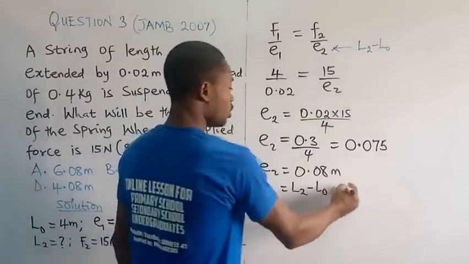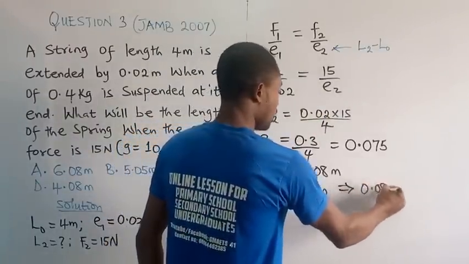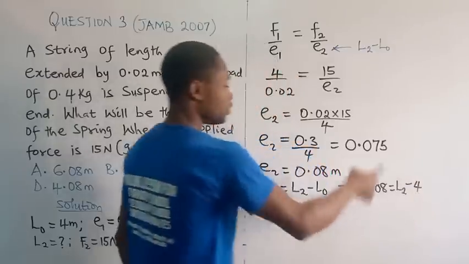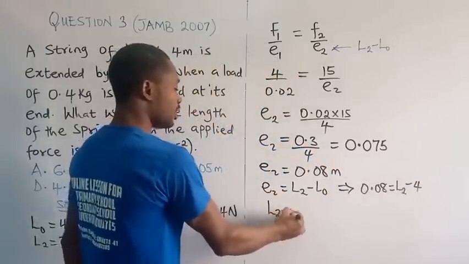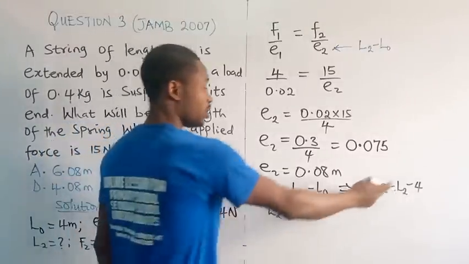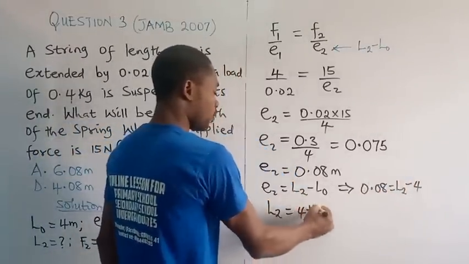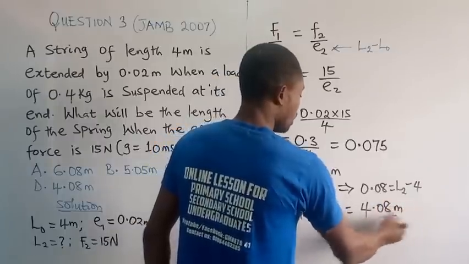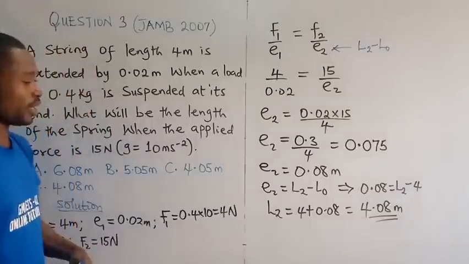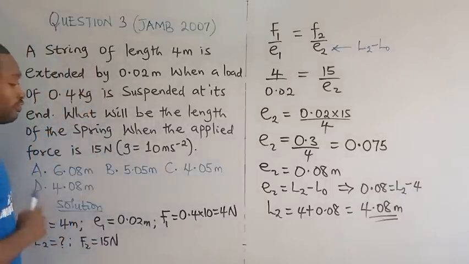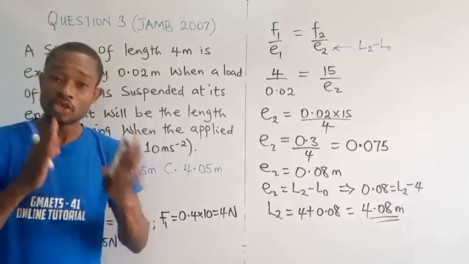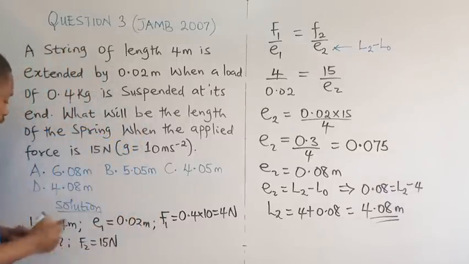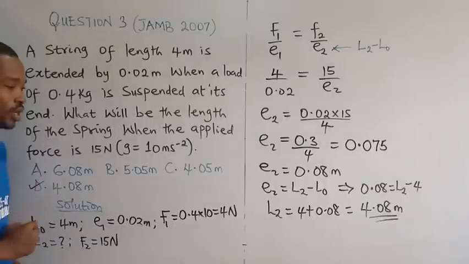So if you substitute, it means that 0.08 is equal to the new length, which we don't know, minus the original length, which is 4. Collect your like terms. This new length that the examiner is asking us to find, this 4 we move over here. You have 4 plus 0.08, and that gives us 4.08 meter. So this is the new length of the spring when this 15 Newton force is applied to that 4 meter original length of the spring. The correct option here is option D.